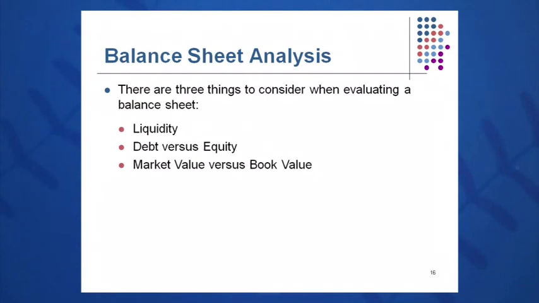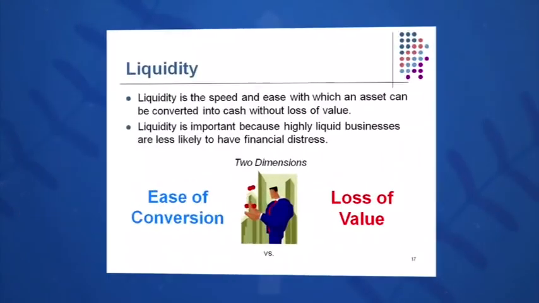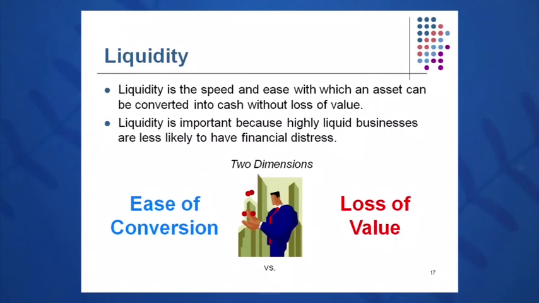First, I put on my liquidity goggles when I look at a balance sheet. Then I put on my debt versus equity goggles, and then I put on my market versus book goggles. First of all, what is liquidity? Liquidity is the speed and ease with which I can turn an asset into cash without a loss of value. So if I can quickly turn something into cash, it's very liquid. If it takes a little bit longer, like inventory, it's a little bit less liquid. So ease of conversion without loss of value is liquidity, and liquidity is a good thing.